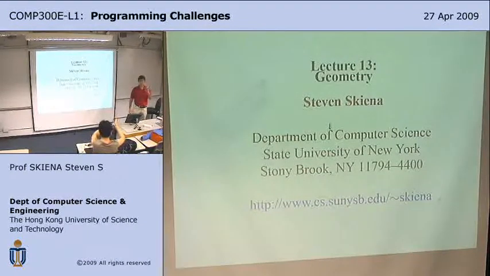Let's review. How many people got all four of the problems done? You got all four. Yeah. How many people got three of the four? Okay, two got three of the four. Which ones did you miss? The turtle one. You didn't get the turtle one. Okay. And how many people got two? How many people got one? You didn't get any. Okay.